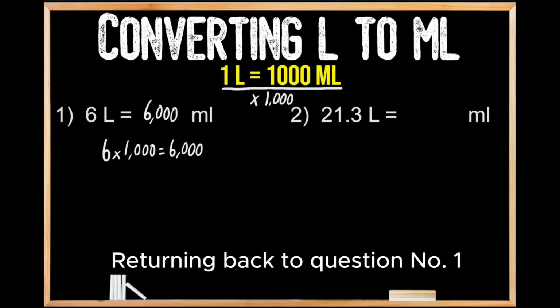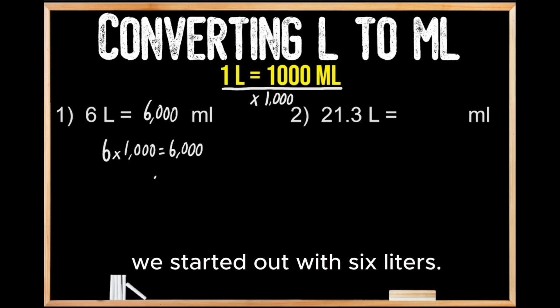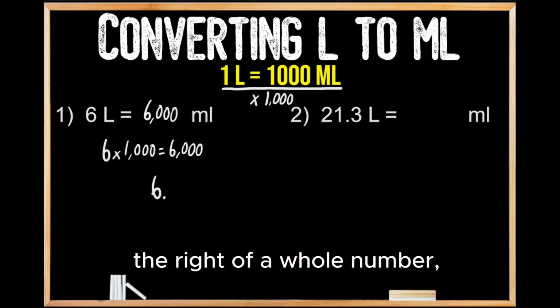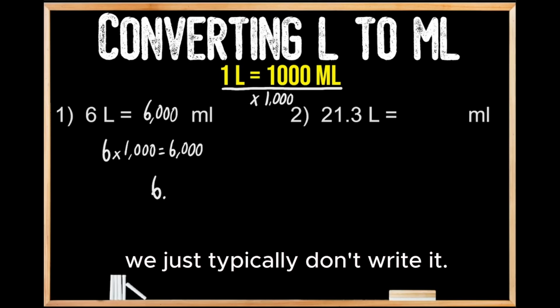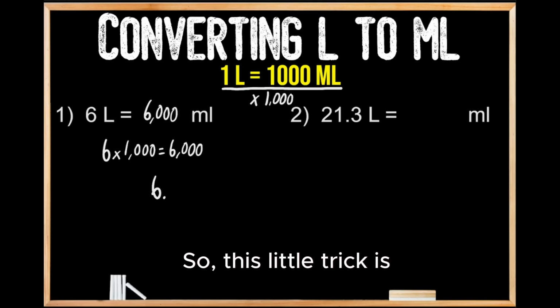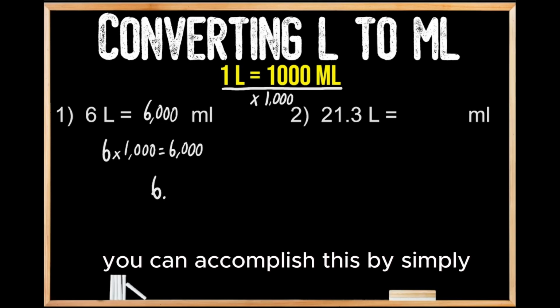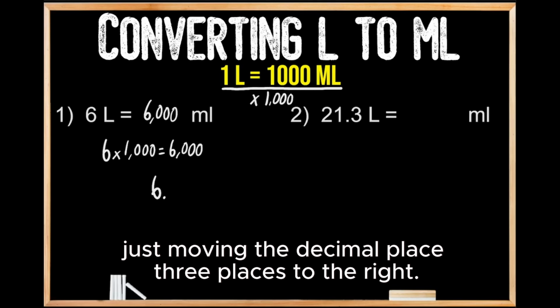Returning back to question number 1, we started out with 6 liters. Now, there is a decimal to the right of this whole number, and there's always a decimal to the right of a whole number. We just typically don't write it. So this little trick is whenever you're multiplying something by 1,000, you can accomplish this by simply moving the decimal place 3 places to the right.